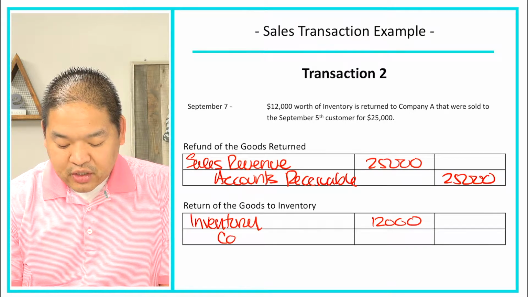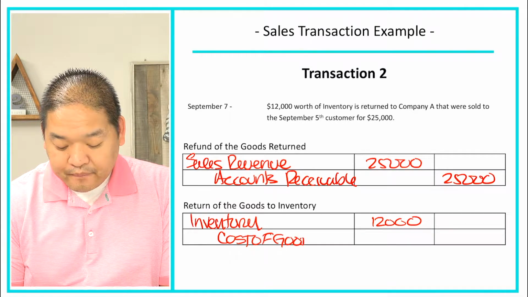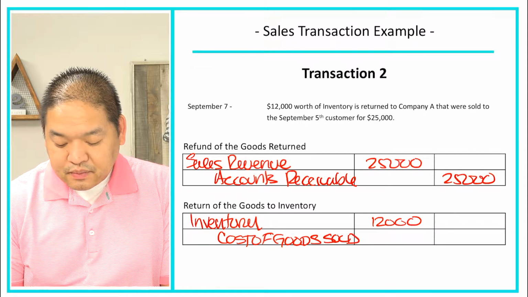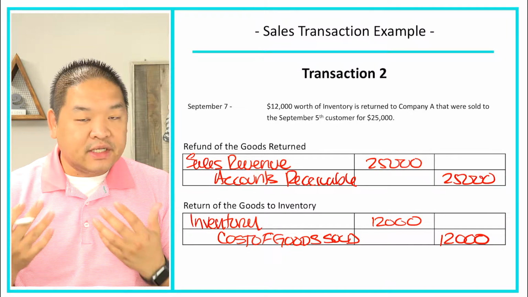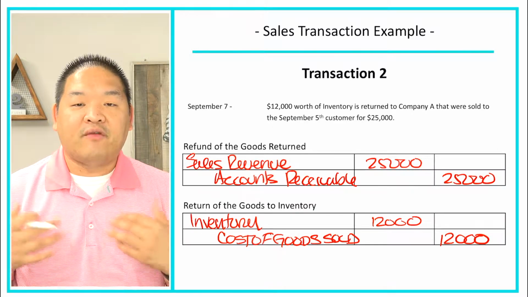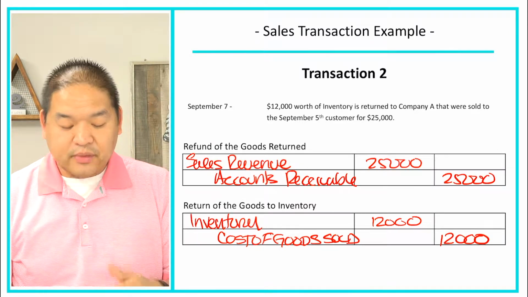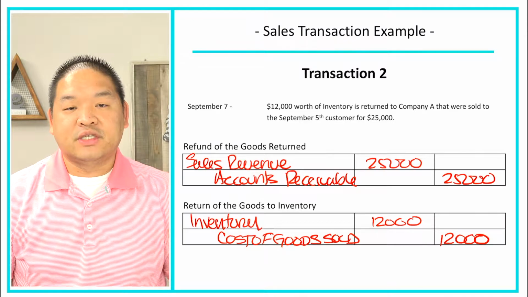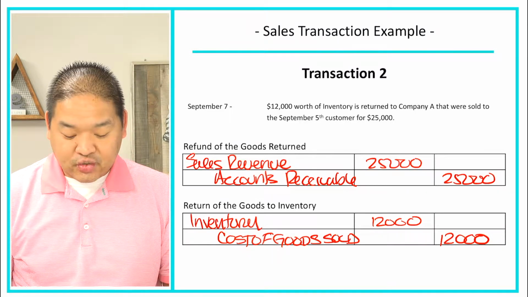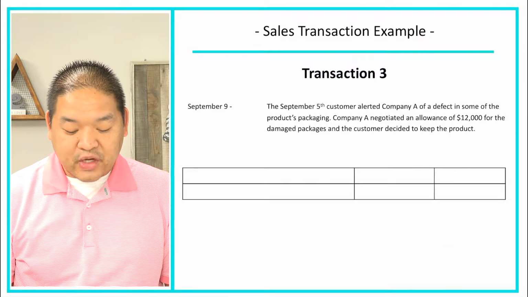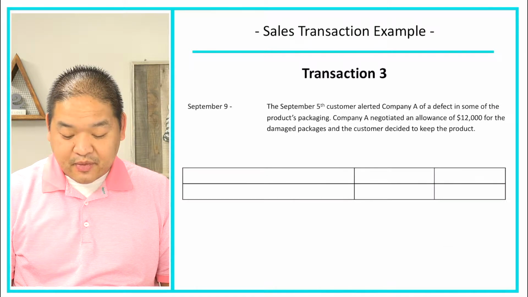And then we're going to reduce our cost of goods sold by $12,000. We're reducing it because we didn't really incur that expense now that we have our product back. So when we return goods, we have two sets of entries as well, reversing everything that we did in the previous sets of entries. Now, moving on to transaction number 3 on September 9th.